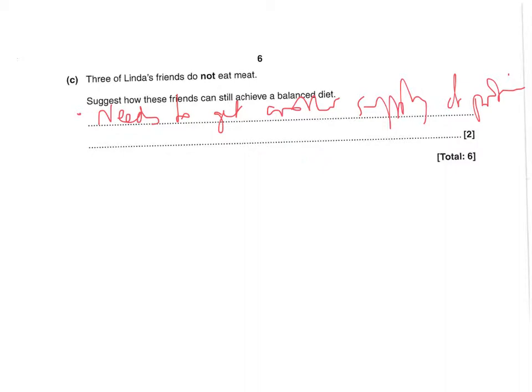So there's a long list, so anything like milk, cheese, eggs, tofu, beans, pulses, nuts, lentils, corn, avocado, broccoli, spinach, peas, asparagus, any of those. Protein shakes and protein drinks would also get you a mark. Any of those would get you that second mark.